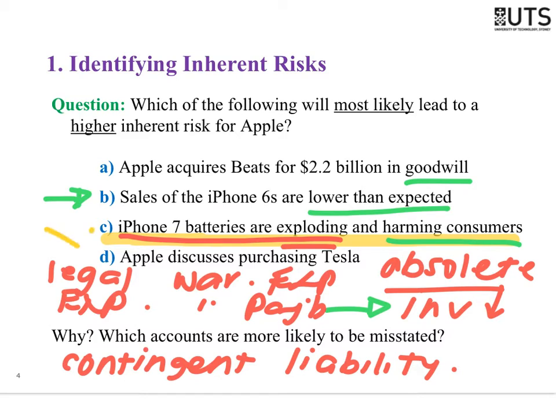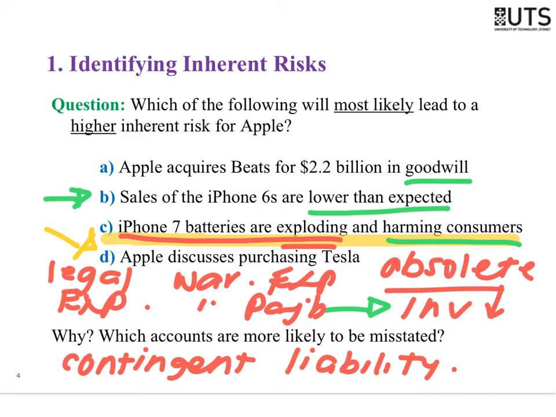D, and I'm surprised people put their hands up for this one. D, guys, nothing's happened. They're just talking. They're just discussing whether they should potentially go ahead and purchase Tesla. So nothing's actually happened here. Please be mindful, if it's just at the discussion stage, it's not really going to have any implications until something solid takes place. Does that make sense to everyone?